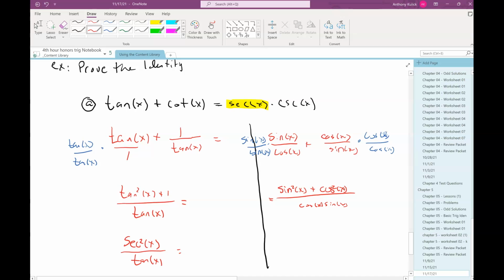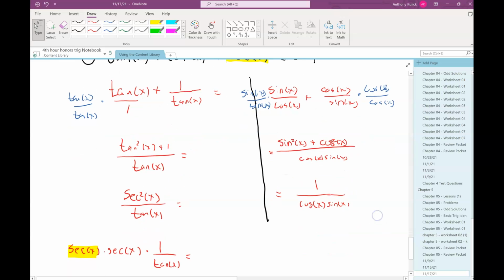So I have sine squared plus cosine squared over cosine x times sine x. Look at that numerator. Aha! Sine squared plus cosine squared is 1. And I can just think about this as the product of two little fractions here.